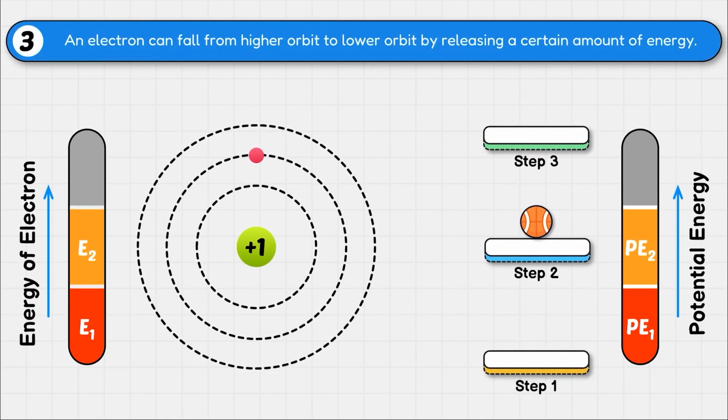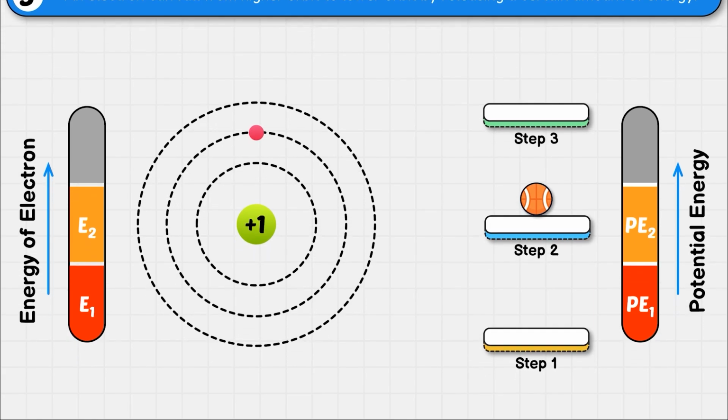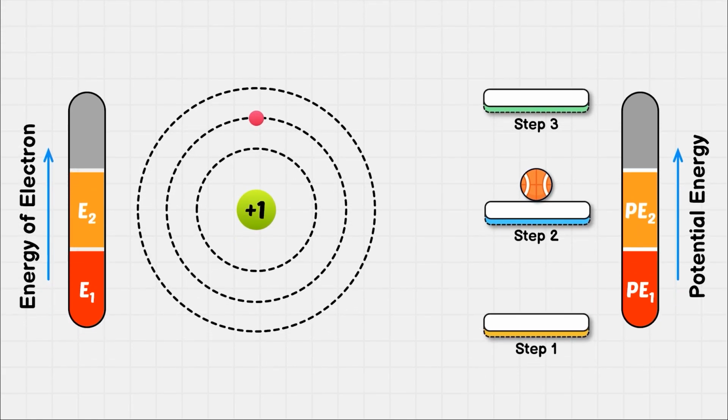Then Bohr also proposed that when an electron falls from a higher orbit to a lower orbit, it releases a specific amount of energy. To understand this, imagine letting this ball fall back to the first step. When you allow it to fall, the ball naturally moves downwards. During this process, its extra potential energy gets converted into kinetic energy, and once it loses this extra energy, the ball settles back on the lower step.